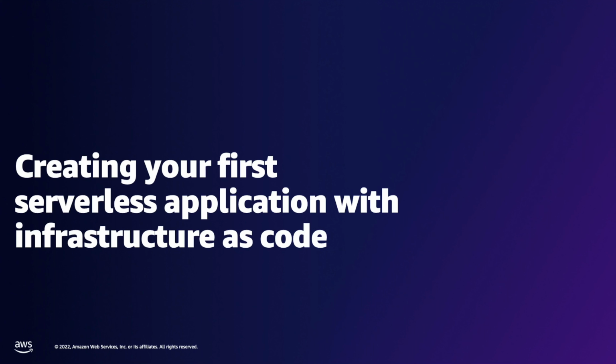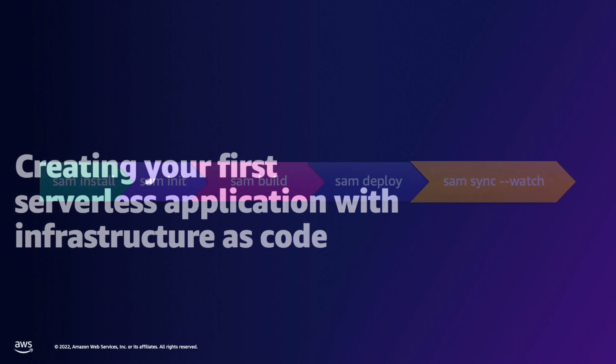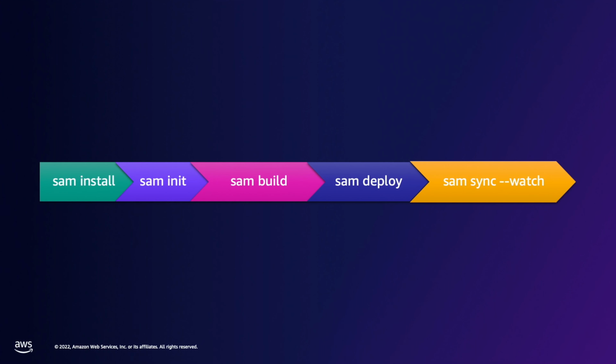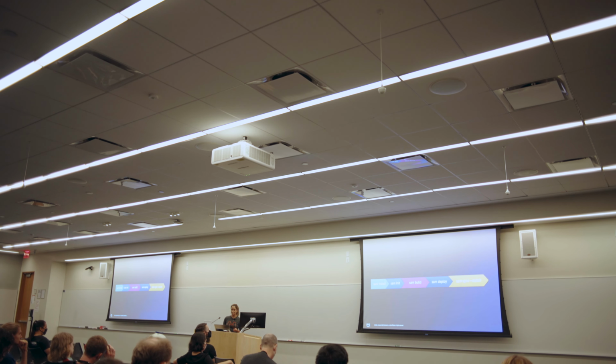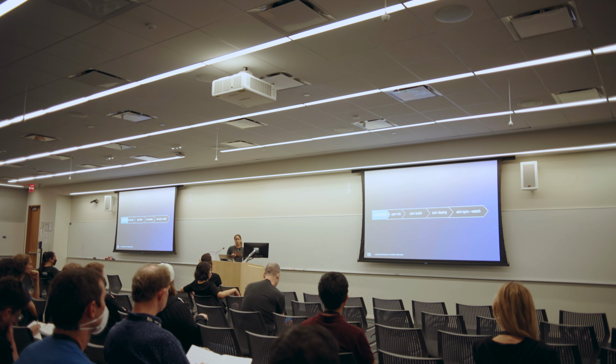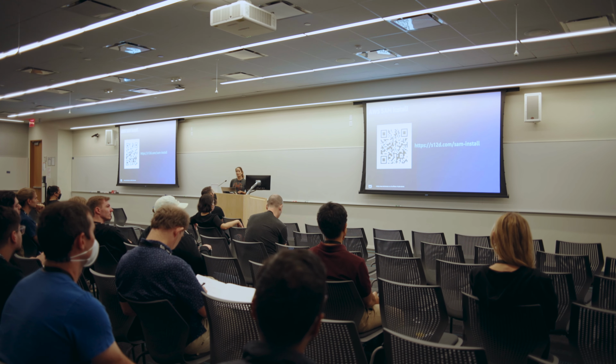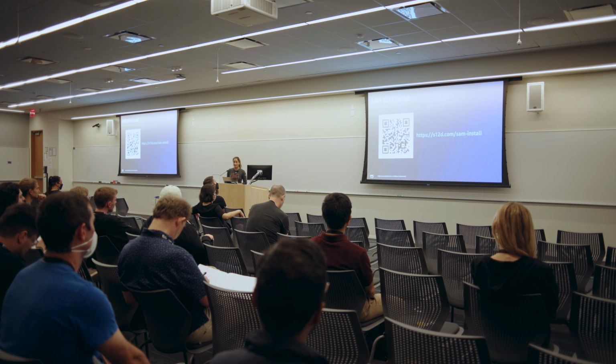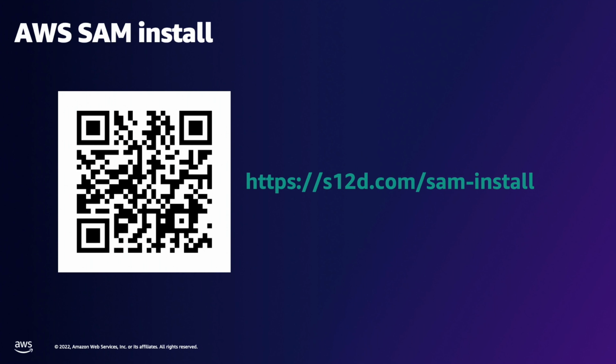All right, so let's go ahead and create a serverless application using infrastructure as code. There are a few steps to build your application with SAM. These are commands that you run with the SAM CLI. So first you need to install SAM. And if you're using Cloud9 as your text editor, then SAM is already installed for you. But if you're not, then you need to install it.